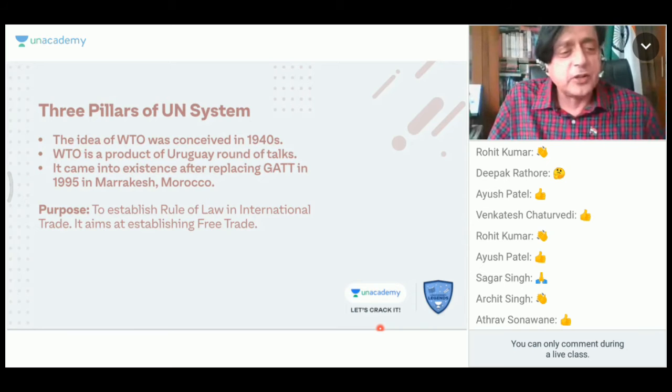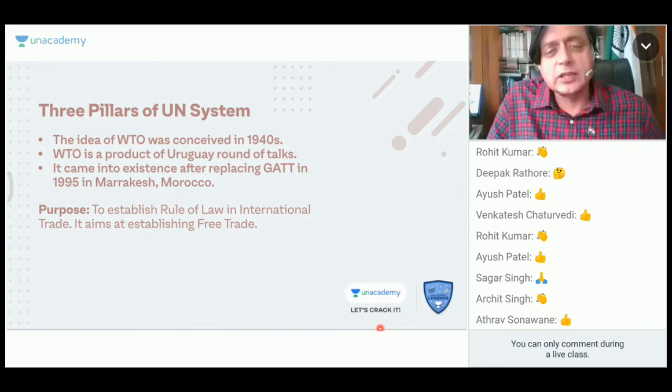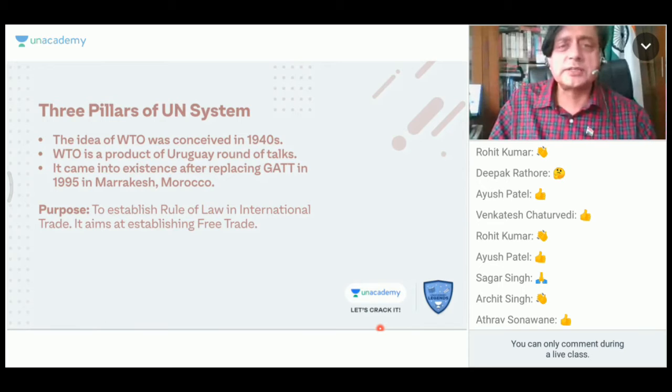The 3 pillars of the UN system includes, of course, the development pillar. The UN has bodies like UNCTAD, the UN Conference for Trade and Development. But today we know as one of the most significant specialized agencies of the UN, the World Trade Organization. It was conceived in the 1940s because the world had got divided into high tariff zones and protectionism, that World War II had become more possible.